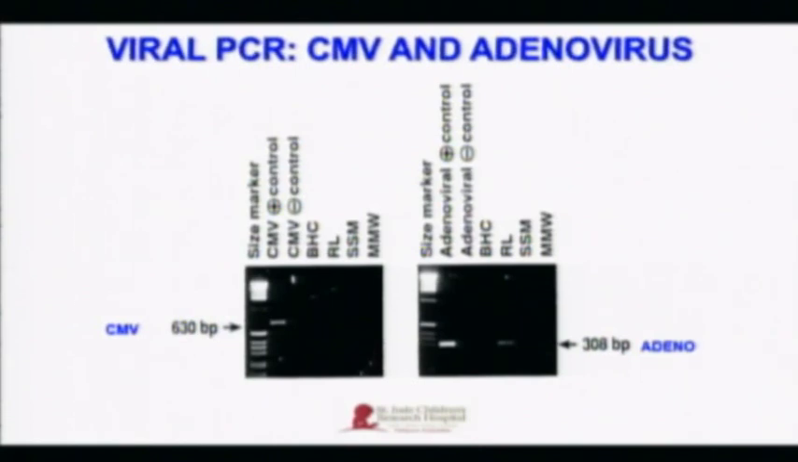So these are the 4 patients over here. Here's your positive control and your negative control. You can see the positive control for CMV is positive, the negative control is negative, as are all the patients. So no CMV in the heart muscle. Here's for adenovirus, a different size. Here's your size marker, positive control, negative control. And here's your 4 patients.